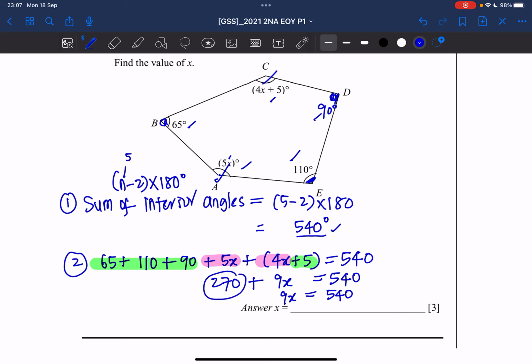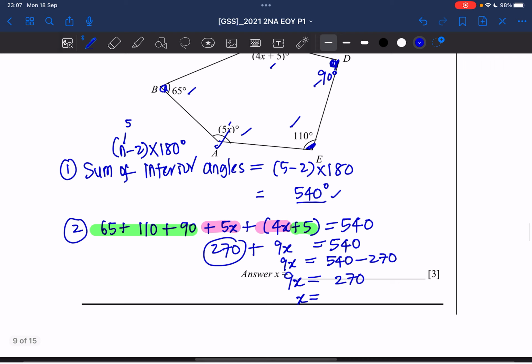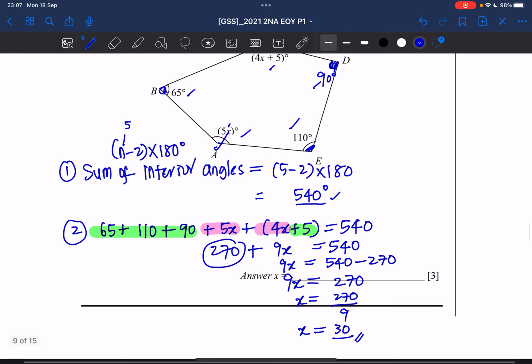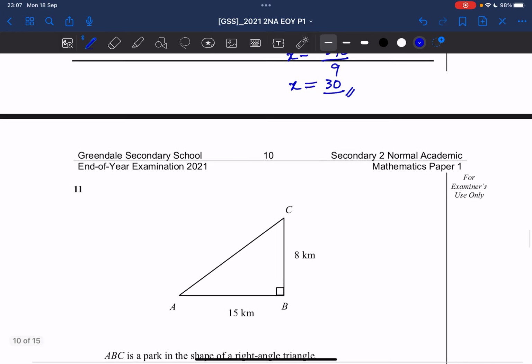Now, this number here, we can minus, bring over. So 9x equals 270. x equals 270 divided by 9. x is equal to 30. Let's just check. Yes, x is equal to 30. Since they want to find the value, it's just 30 here. This is our answer. Now let's move on to the next question, 11.